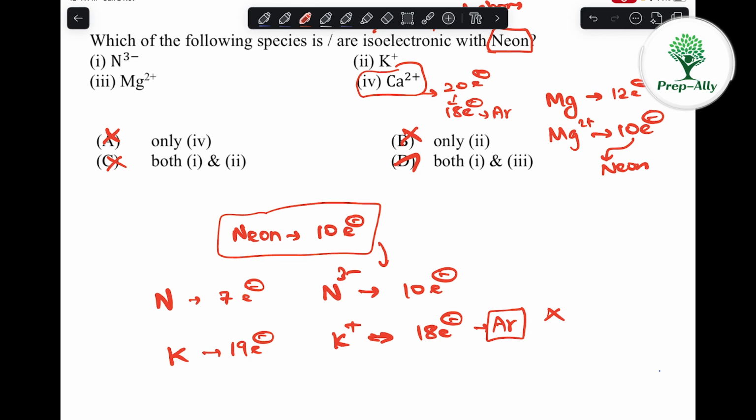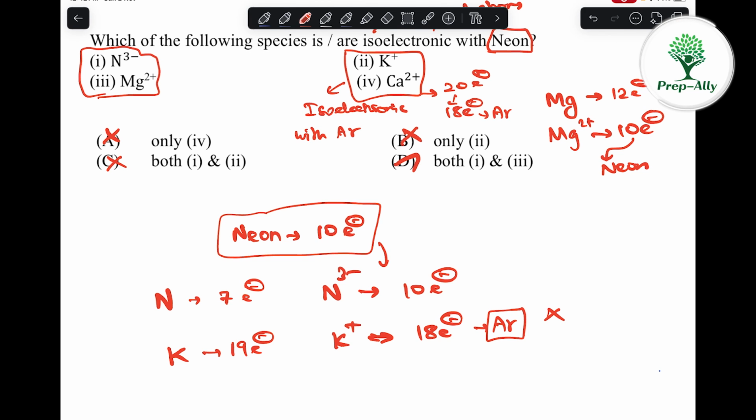So I can say calcium and potassium, these two, are going to be isoelectronic with argon, whereas the nitrogen ion and magnesium ion, N3 minus and Mg2 plus, will be isoelectronic with neon. So the answer is going to be D.